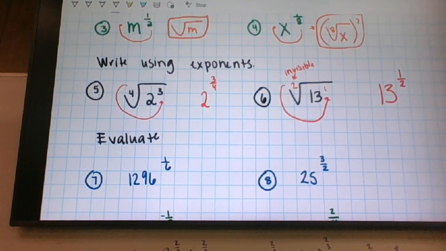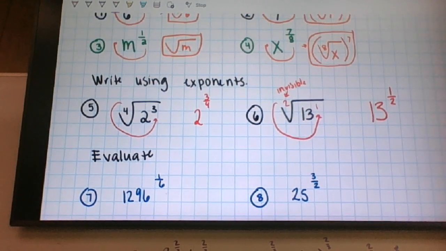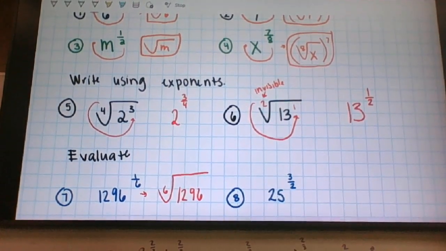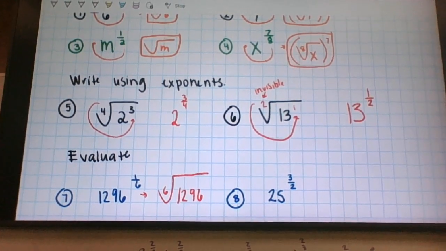Evaluate? Well, I don't know. So this is the 6th root of 1296. Did I make lists on the board before? Did I do 2 to the 6th on the board? I didn't go to the 6th.